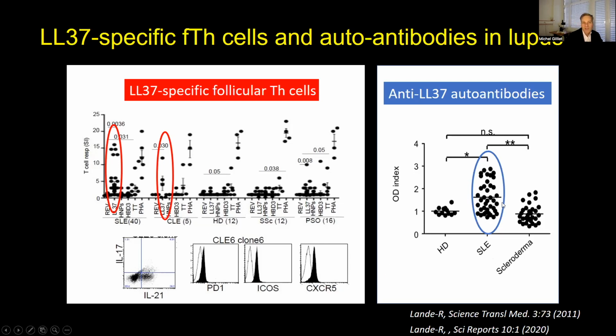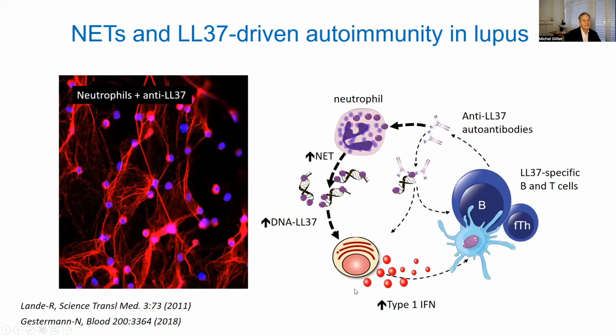Furthermore, we find high levels of anti-IL-37 autoantibody production in lupus, shown here, compared to other diseases such as scleroderma and healthy donors. And when we used this anti-IL-37 antibody to stimulate neutrophils, we found that anti-IL-37 antibodies directly bound to IL-37 expressing neutrophils and induced the formation of NETs, which, as I've shown you, contain these IL-37 DNA complexes. Therefore, we propose the following model.